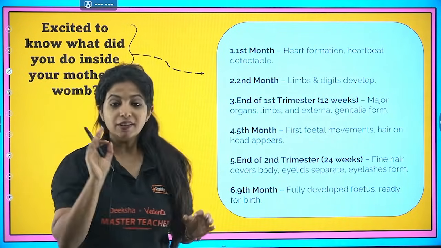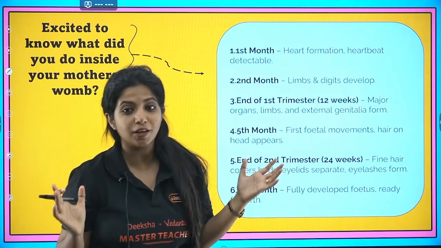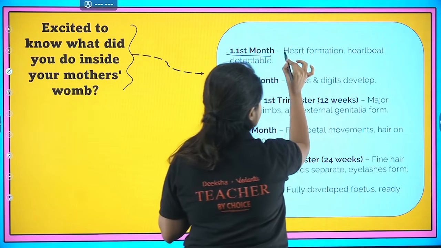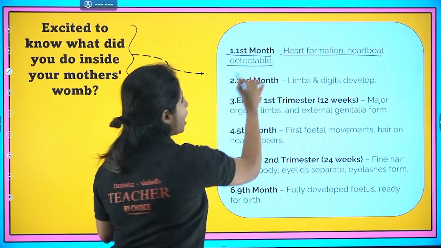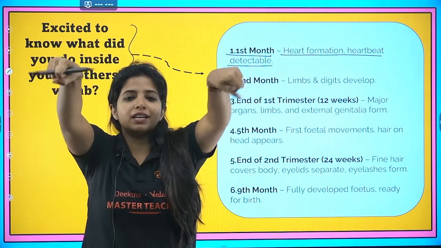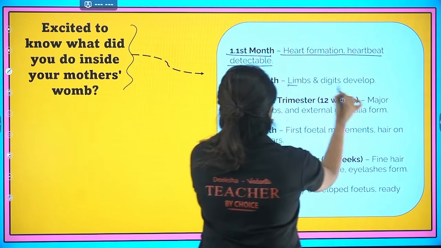When someone is born, what is the first thing that you check? The pulse rate, right? The heart rate. So over here, at the end of the first month, you will be having heart formation and the heartbeat will be detectable. Second month, the baby will be having limbs as well as digits.